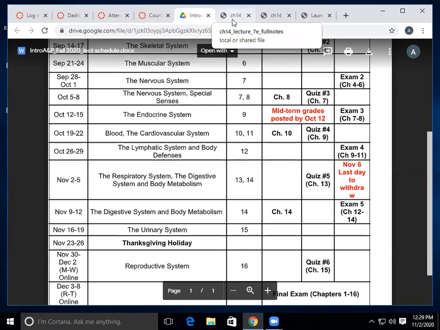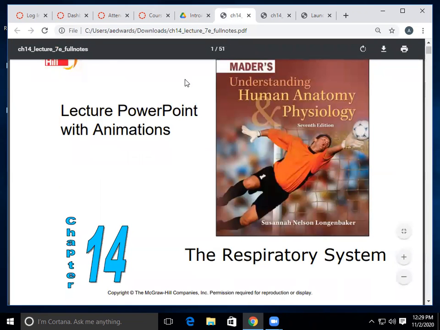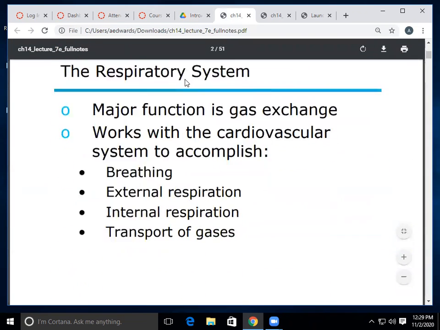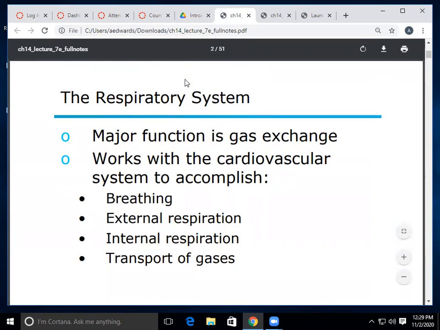So let's get into the respiratory system. So what does the respiratory system do? The respiratory system is involved in gas exchange. Okay, that is its role.